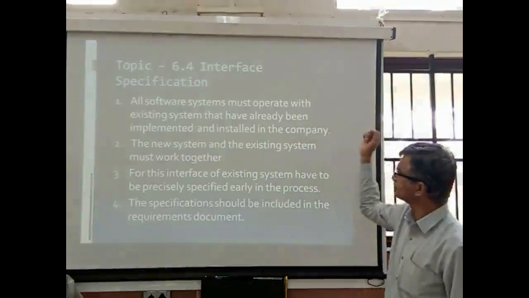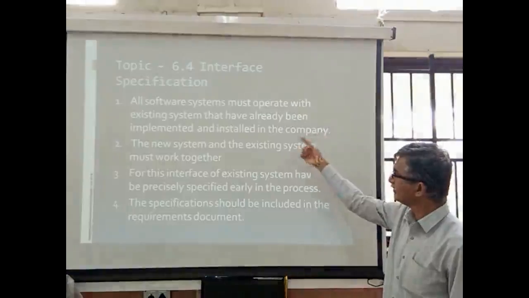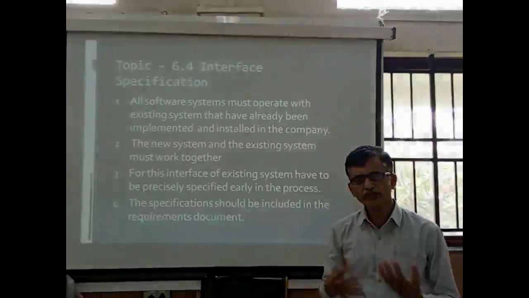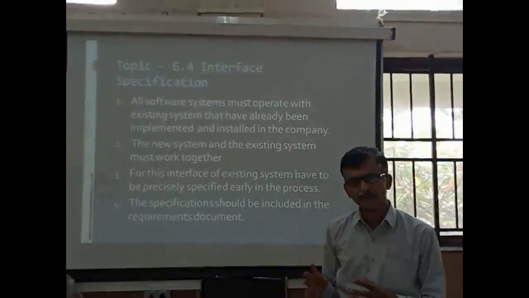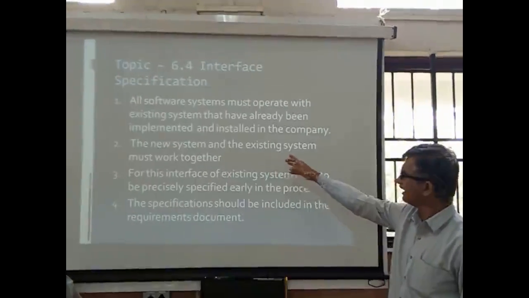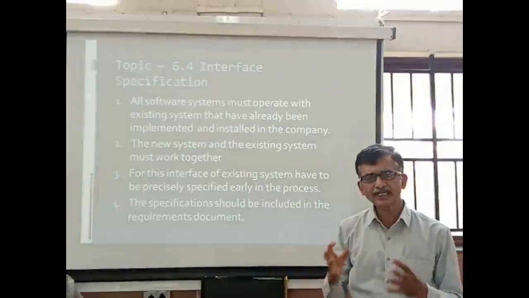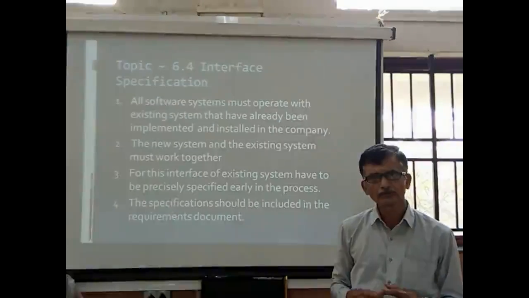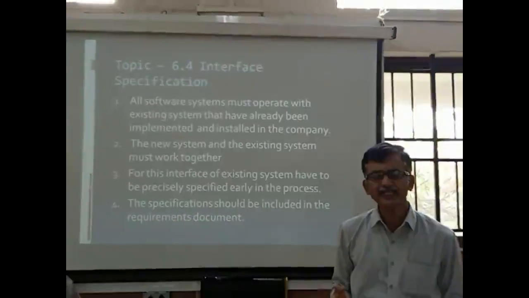All software systems must operate with existing systems that have already been implemented and installed in the company. As you already know, the new system that you are developing should work along with the old system in an organization. The new system and the existing system must work together. Naturally, data exchange would take place between the new system and the existing system. They should work together, and only then would information reports be available.